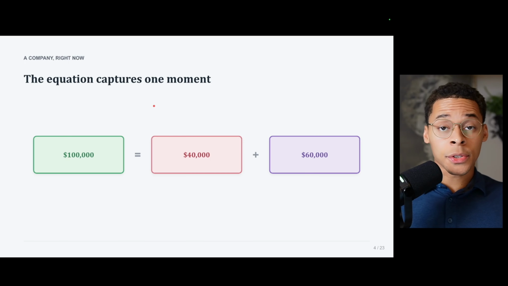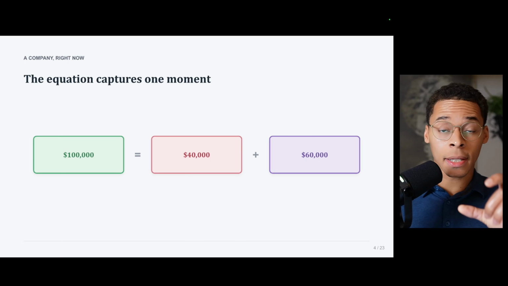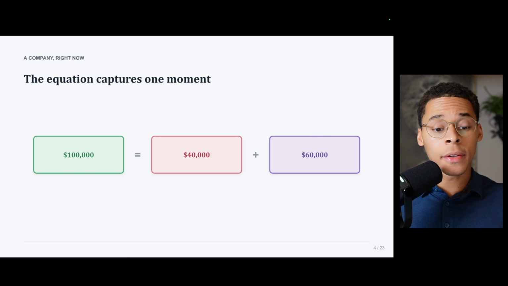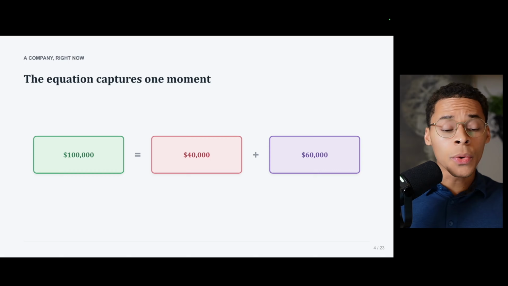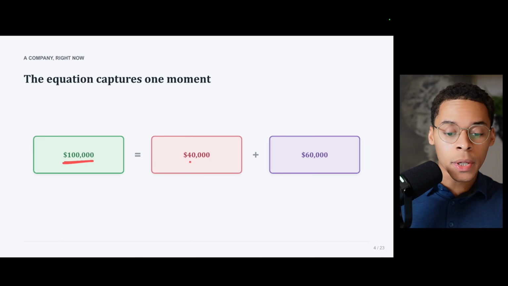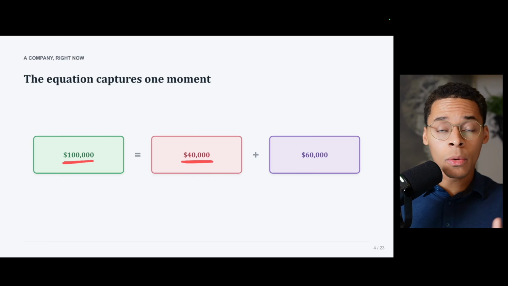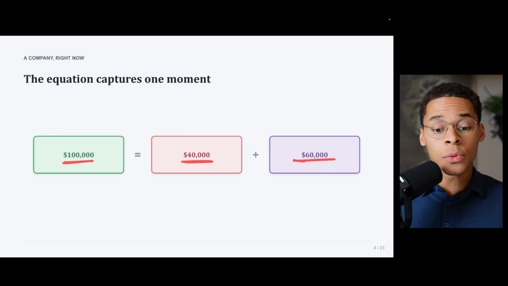Now, as I just stated in the previous slide, this equation captures one moment in time, okay? You could think of it as a snapshot, a literal photo at a specific point in time, okay? So if we were to look at this company's financial position as of right now, we see that they have assets of 100K and they have liabilities of 40K and equity or residual interest of 60K. Okay, that's their financial position as of right now. Okay, this is where they're at a present point in time.